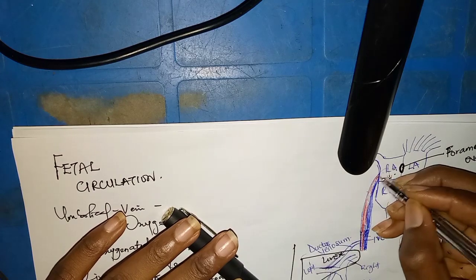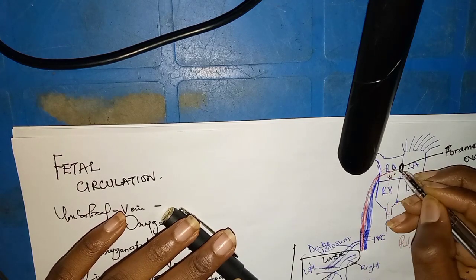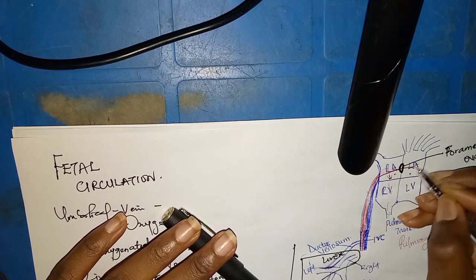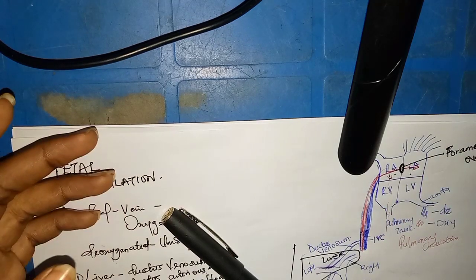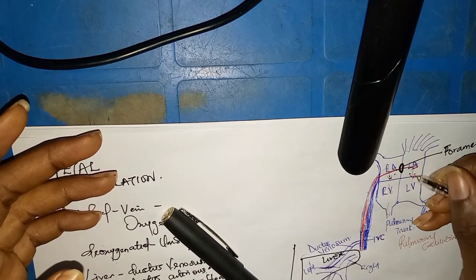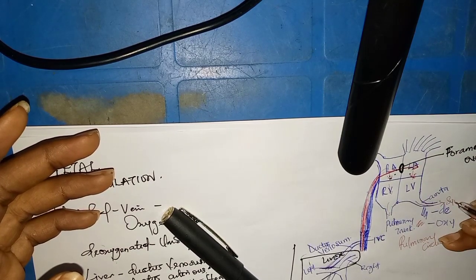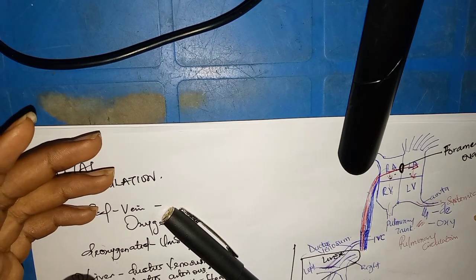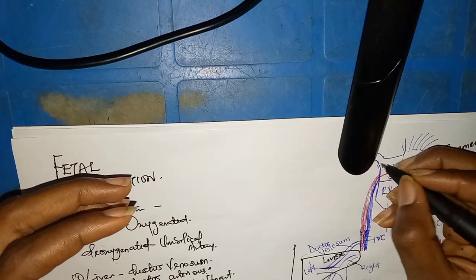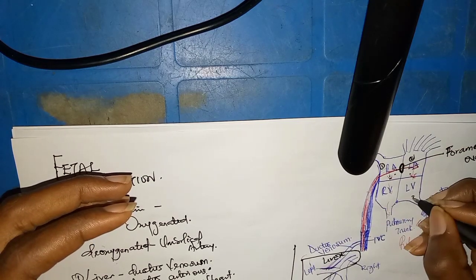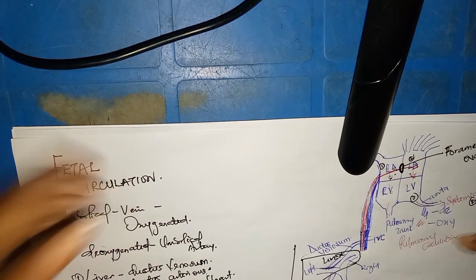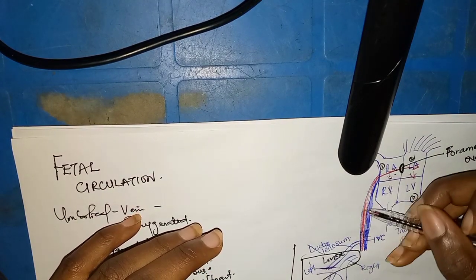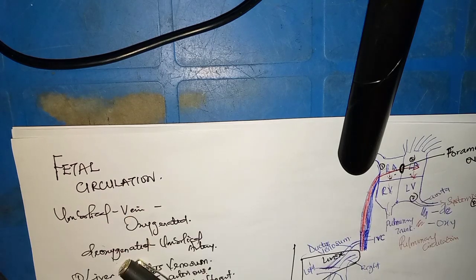So now this oxygenated blood is shunted directly from the IVC into the right atrium, then finally into the left atrium. And what will the left atrium do? Take it into the left ventricle, then directly into the systemic circulation. So let me number this place 1, this place 2, this place 3, then systemic circulation 4. So that's the route in which the oxygenated blood goes from the IVC.